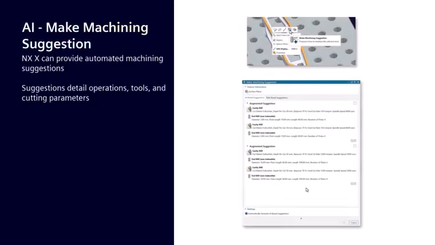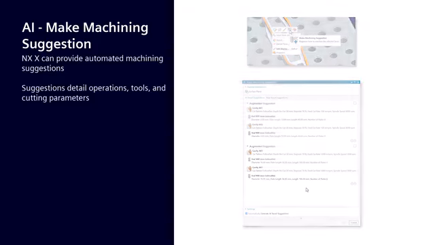Introducing AI Make Machining Suggestion, available within NXX. With this feature, users can select a single face, and the system then provides AI-generated machining suggestions, detailing operations, tools, and cutting parameters. This automates toolpath creation, saving time and effort.